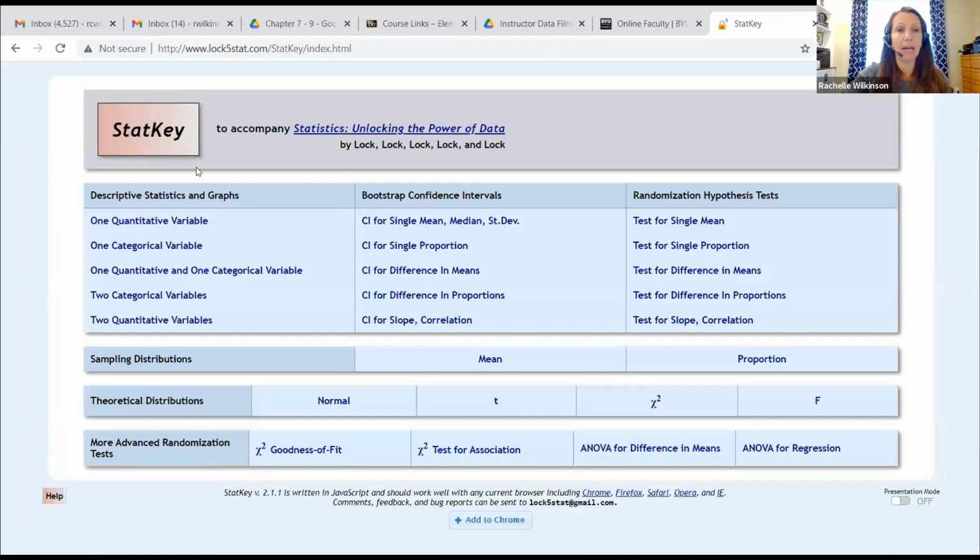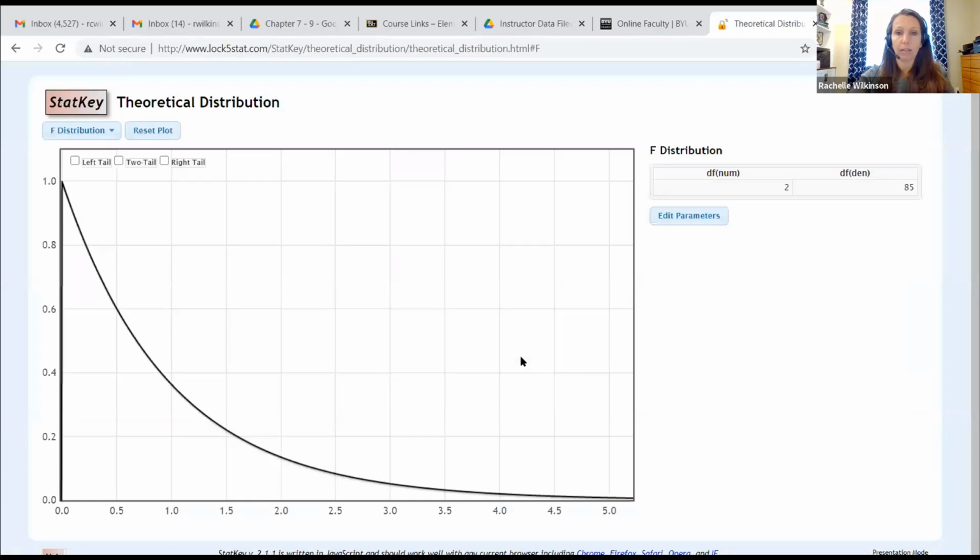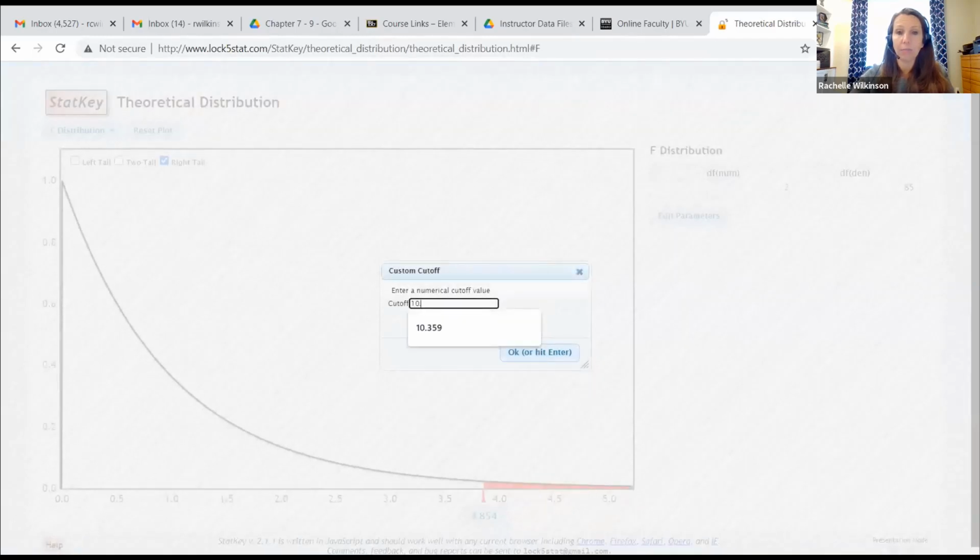Then I'm going to come back to the main menu of StatKey, and this time I'm going to choose the theoretical F distribution. It's going to ask me for my degrees of freedom. I had 2 numerator degrees of freedom and 85 denominator degrees of freedom. So I'm going to put those numbers in there, and then click on OK. And once in here, just like before, I click on right tail.